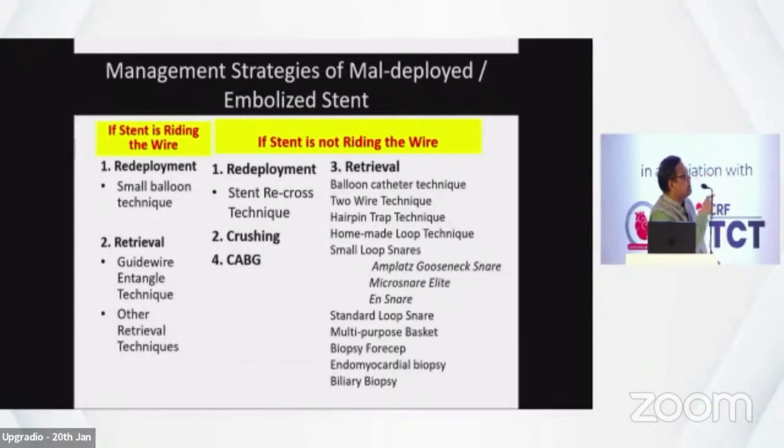But if the stent is not riding the wire, then the options are, of course, as I said, again, you try to cross with a wire and redeploy, either distally where you want to deploy, or if not, then even proximally with a high pressure balloon to achieve that size. But redeployment is the best option. The second option is crushing. And I will come to that, what you do. That is the second best option. The third best option is retrieval, or in some cases where you can't retrieve, then even CABG. So these are the 4 options that are present to you once the material embolizes.